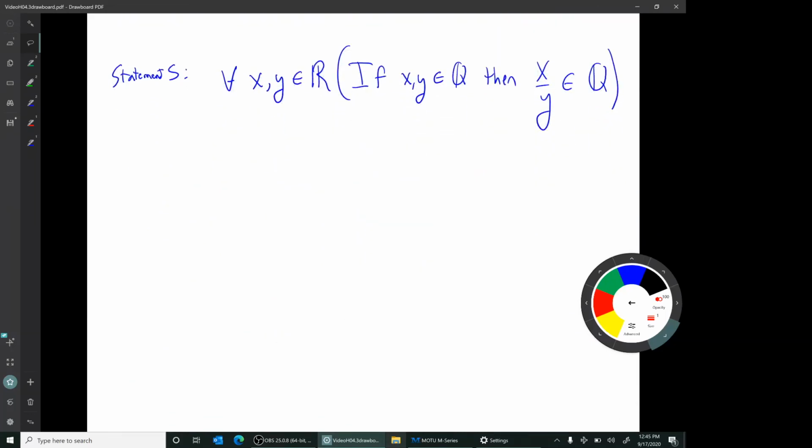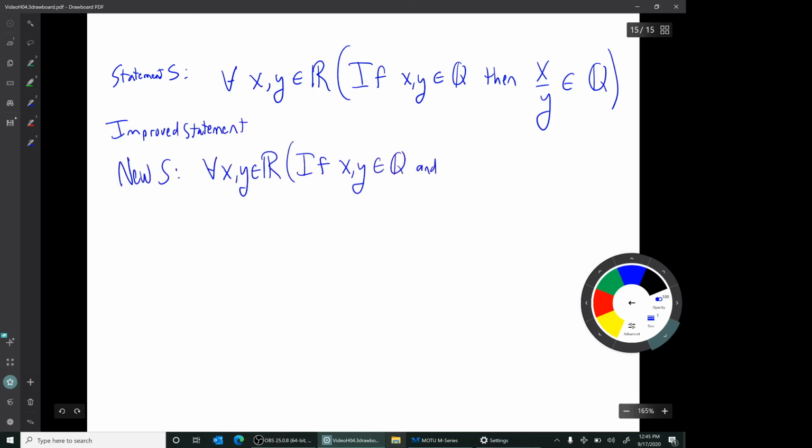So there's our statement S, which is a false statement. And we need to think about how we could fix it so it's true. So let's call our fixed statement the improved statement S. So the new improved statement S would be: for all real numbers x and y, if x and y are rational and y is not 0, then x over y is rational. Now, it's worth thinking a little bit why this is true. We don't have to do a full proof, but let's think about why this is true.